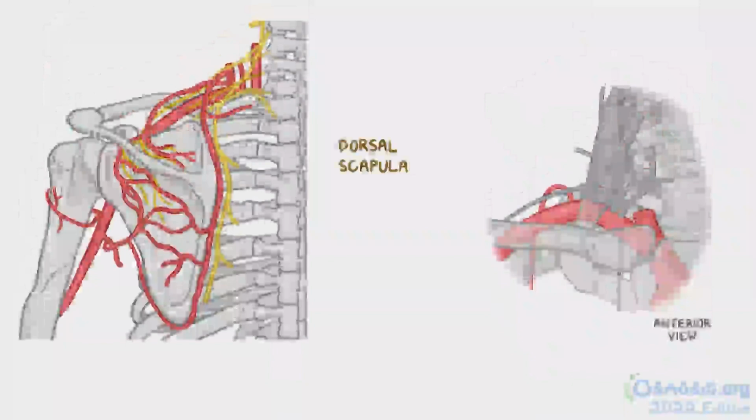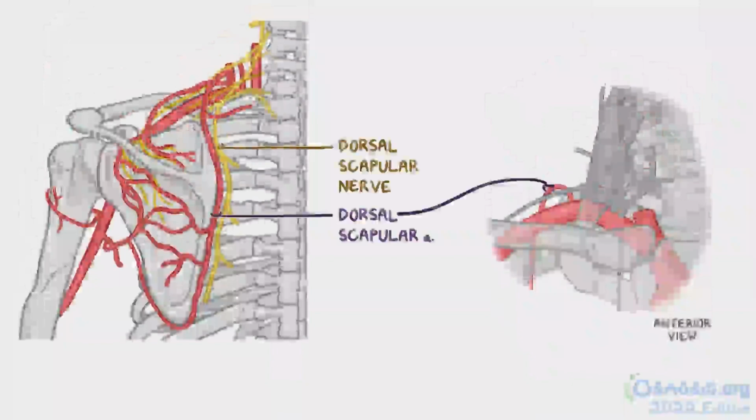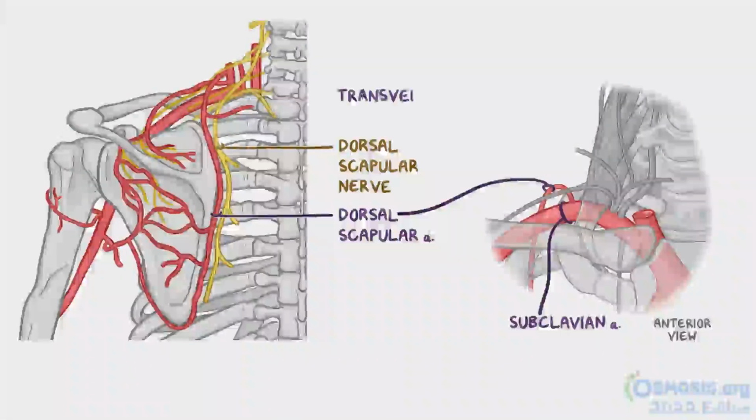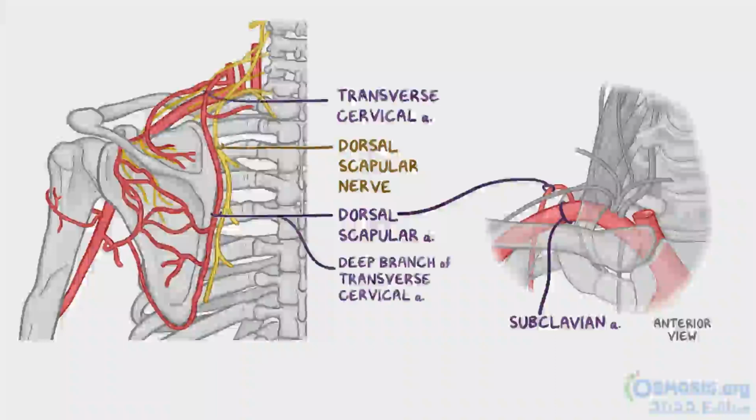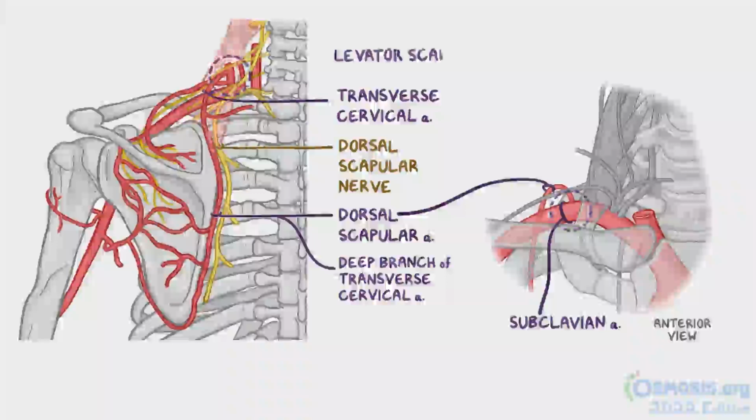Now, the dorsal scapular nerve is accompanied by the dorsal scapular artery, which may arise directly from the subclavian artery or as a branch from the transverse cervical artery, in which case it is also referred to as a deep branch of the transverse cervical artery. Regardless of its origin, the artery buddies up with the dorsal scapular nerve, where they travel deep to the levator scapulae and continue deep to the rhomboids, descending parallel to the medial border of the scapula, supplying all three muscles throughout their course.